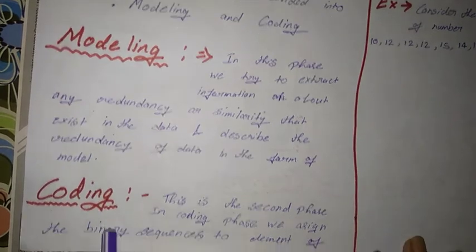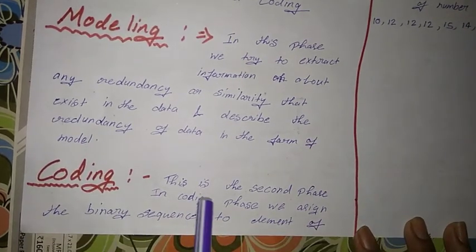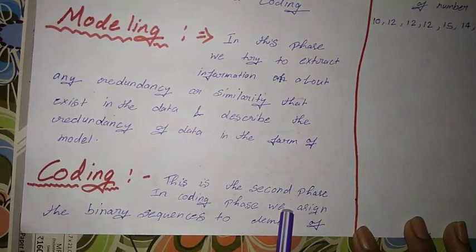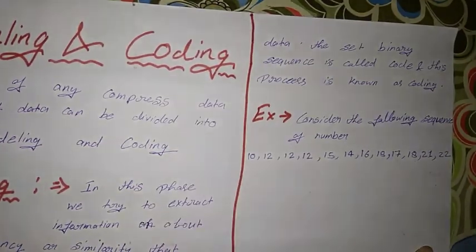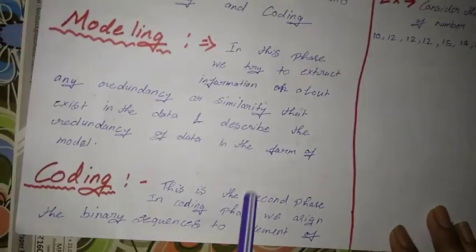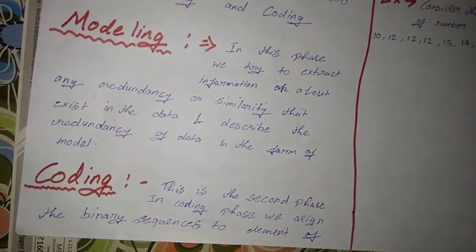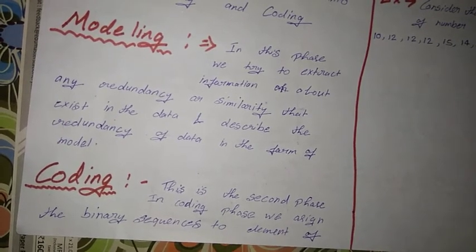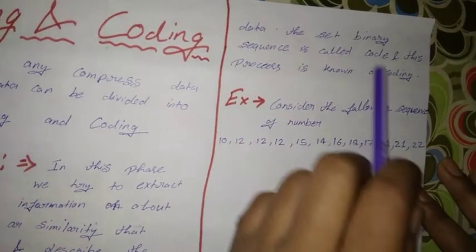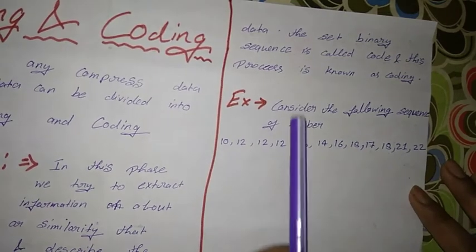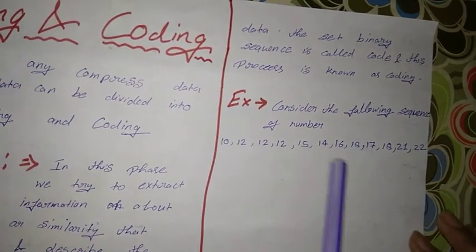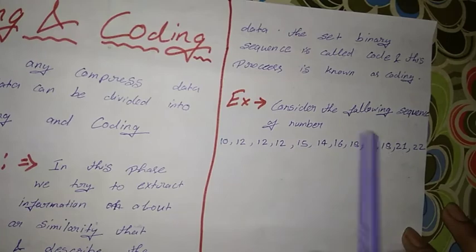Okay, and in the second phase, that is the coding phase, we assign a binary sequence to elements of the data. Means to the given data we assign binary sequences, that is 0 and 1. The set of binary sequences is called a code, and this process is known as coding.